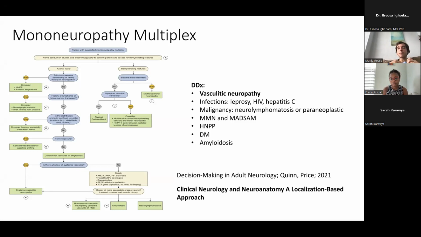Malignancies can present with a mononeuropathy multiplex. We talked about MADSAM and MMN. And then a word of caution, I guess, is about diabetes. So while diabetes most commonly presents with a distal symmetric polyneuropathy, it can present in a large variety of ways. And one is a mononeuropathy, isolated mononeuropathy.